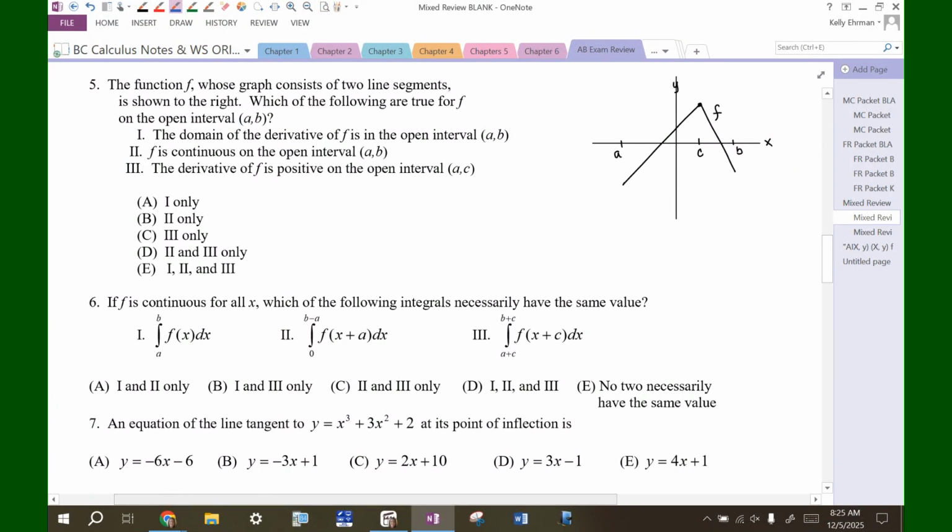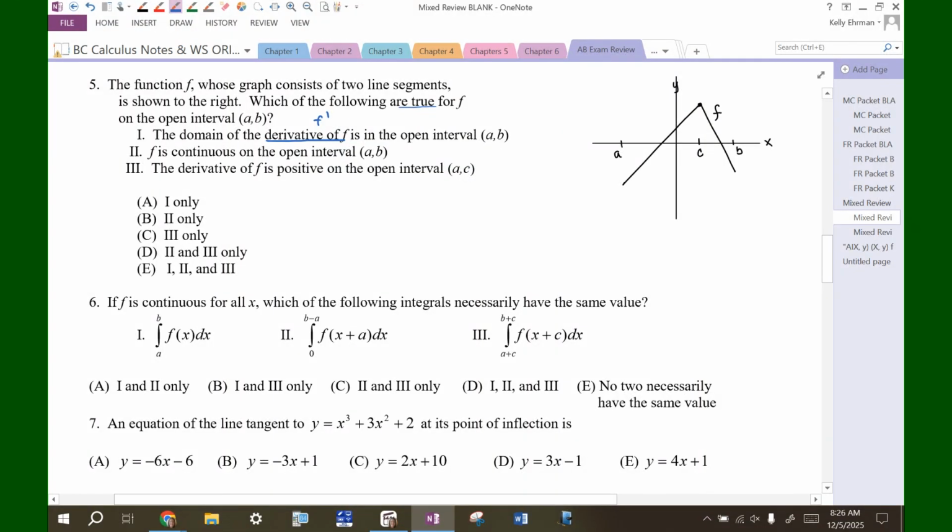Okay, number 5. The function f, whose graph consists of 2 line segments, is shown to the right. Which of the following are true for f on the open interval a to b? All right, so here's f. The domain of the derivative of f is the open interval a to b.